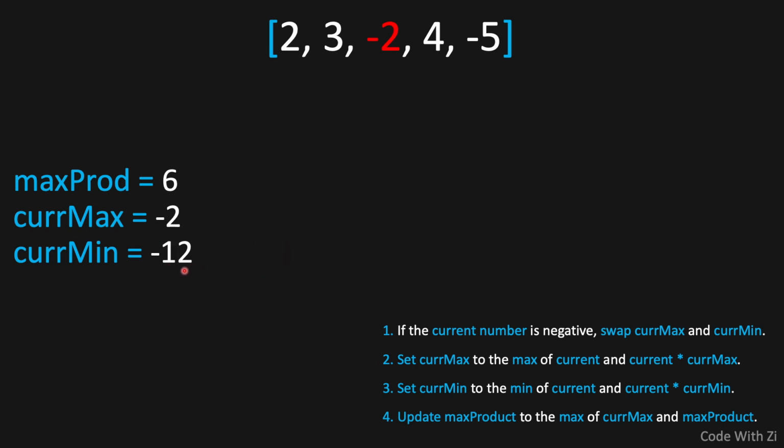So we're going to pick minus 12 and then we have to update our maxProduct. We're going to say maxProduct is equal to the maximum between currentMax, which is -2, and the maxProduct itself. So it's going to stay as it is because it was 6 already. And then we're going to move on to the next round.